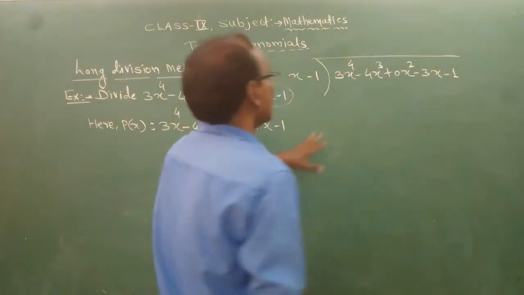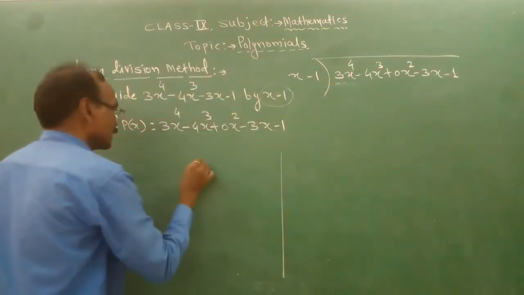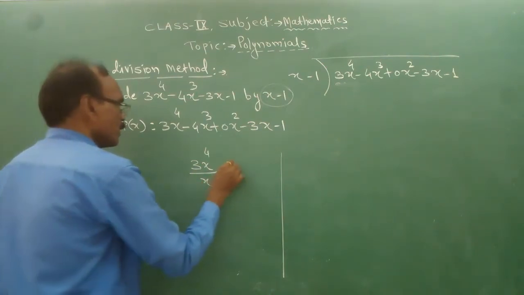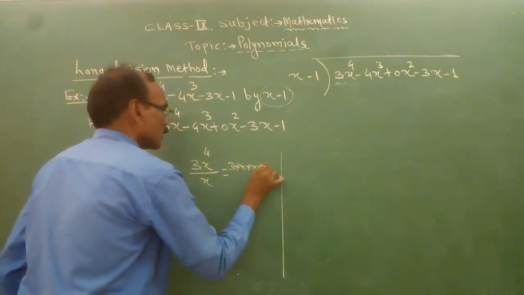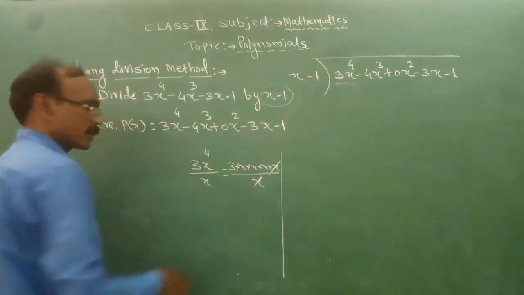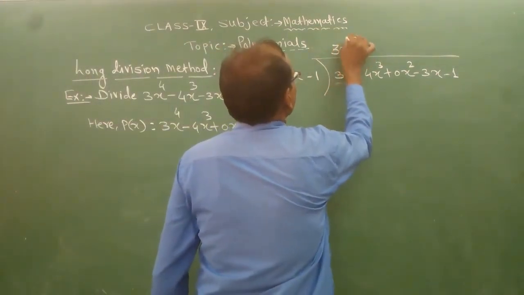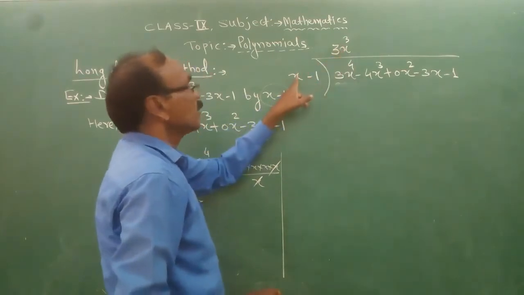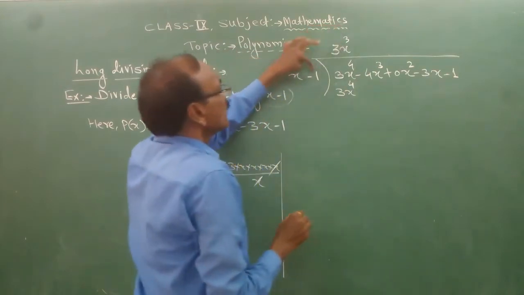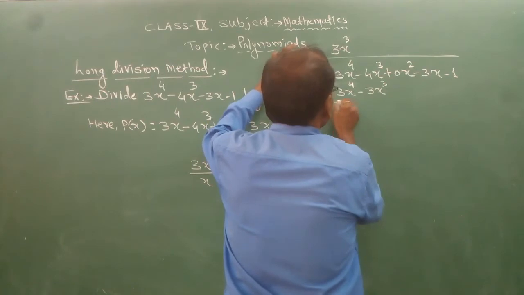So, you divide the first term by this first term, that is 3x raised to the power 4 upon x, means 3 into x into x into x into x, 3x raised to the power 4 upon x, this one x cancels, so it gives me 3x cube. So 3x cube, 3x cube into x, 3x raised to the power 4, 3x cube into minus 1, that is minus 3x cube. Change the sign.